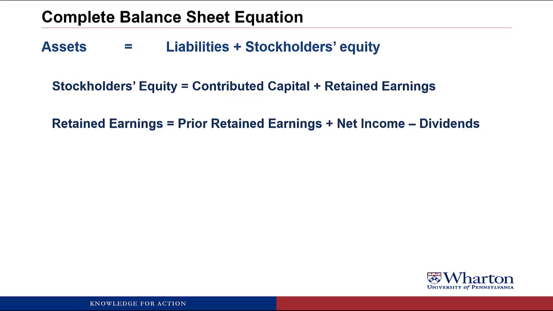Retained earnings is going to equal whatever retained earnings were at the beginning of the period, plus any net income earned during the period, minus any dividends paid out to shareholders. That's why it's called retained earnings, because it's the earnings or net income less any dividends paid out. And then net income, as we talked about in a prior video, is revenues minus expenses.